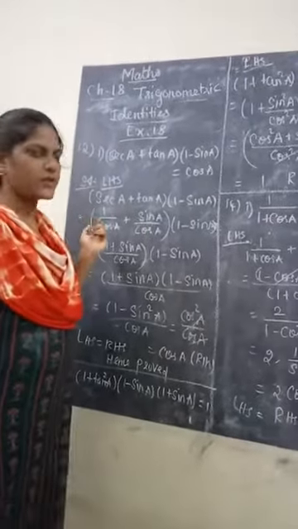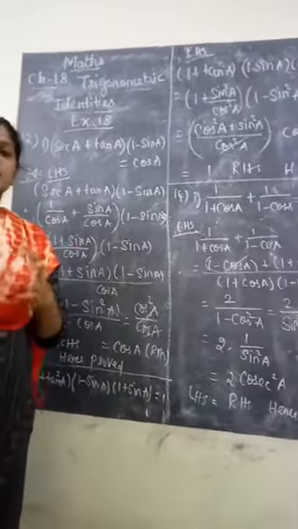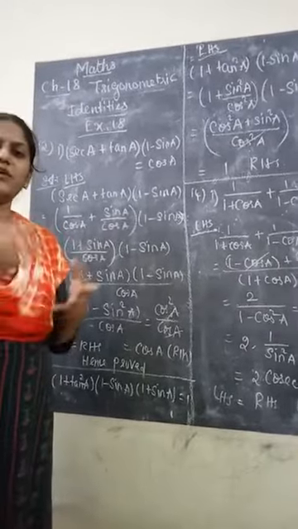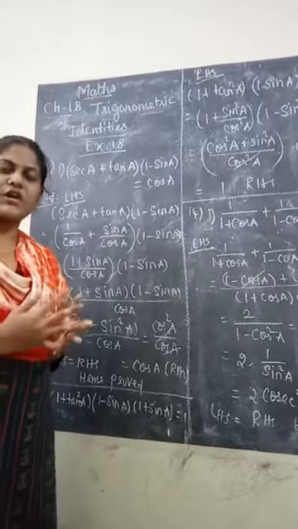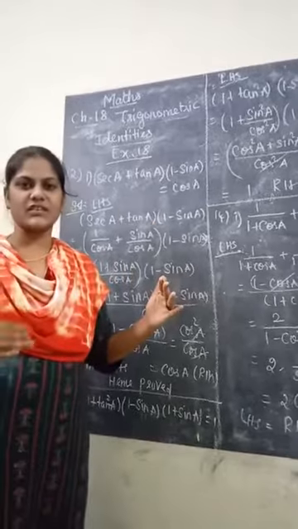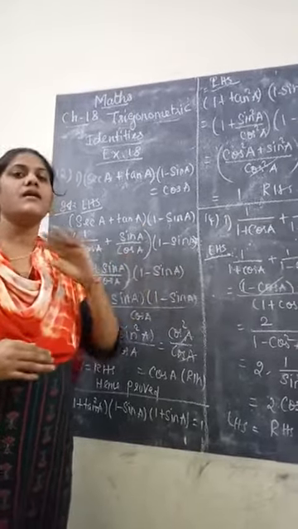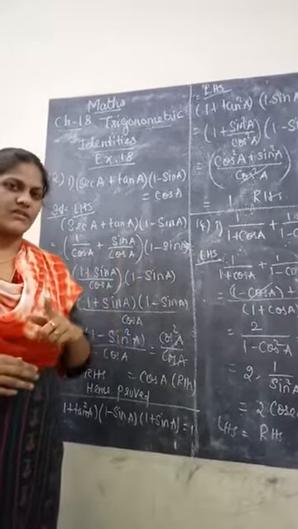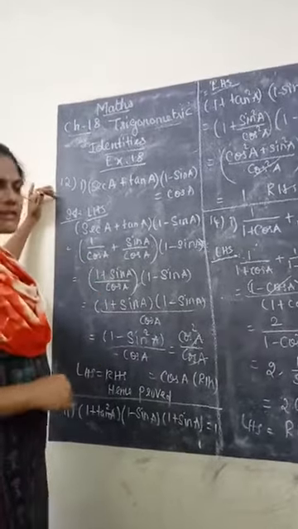Hi students, this is your today's class in trigonometry identities. In the previous video, we have completed 1 to 5 sums. In that video itself, I said from 6th to 11th sum, it's an omitted portion. So you are not going to prepare 6th to 11th sum. So it's from 12th sum.